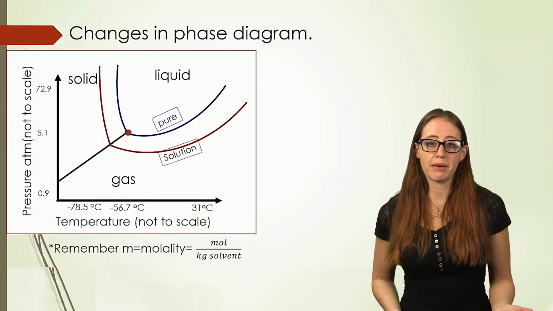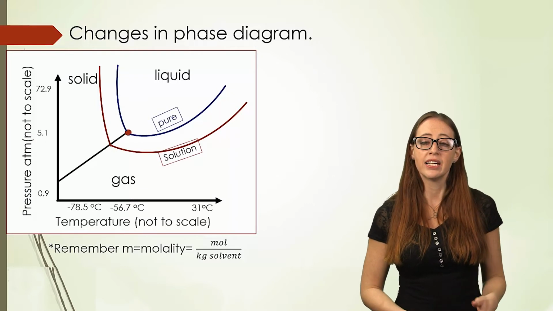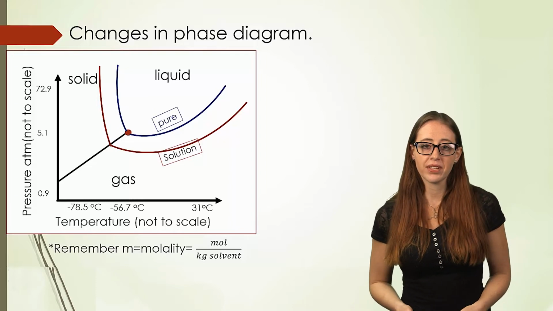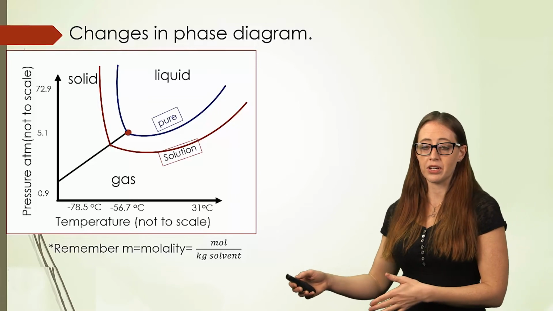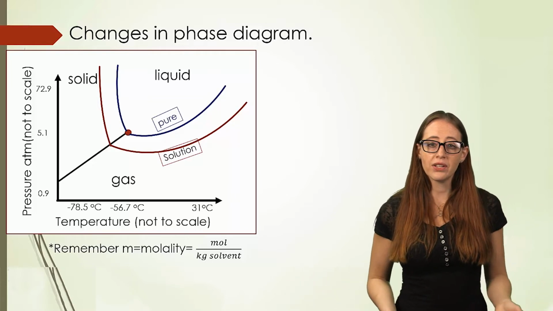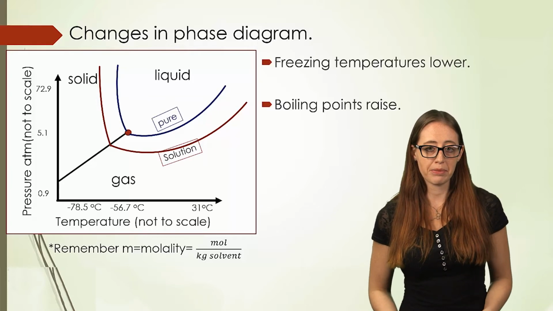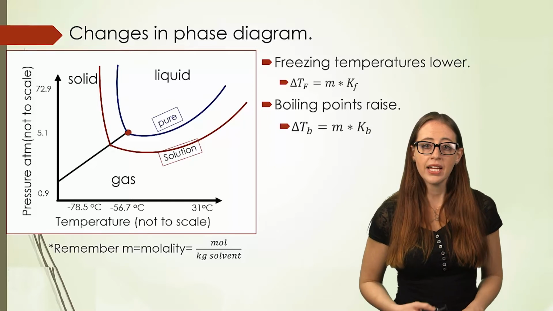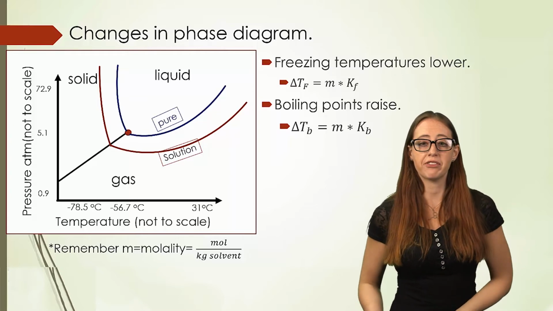The easy way to remember what happens to the freezing point and boiling point is to remember that the solution has a larger liquid phase than its pure solvent. This is because the freezing temperatures are lower and the boiling temperatures are higher. These follow a very similar and simple formula to each other. The change in temperature is the molality of the solution multiplied by a constant. The constant changes based on whether it's boiling or freezing, and for each type of solvent.